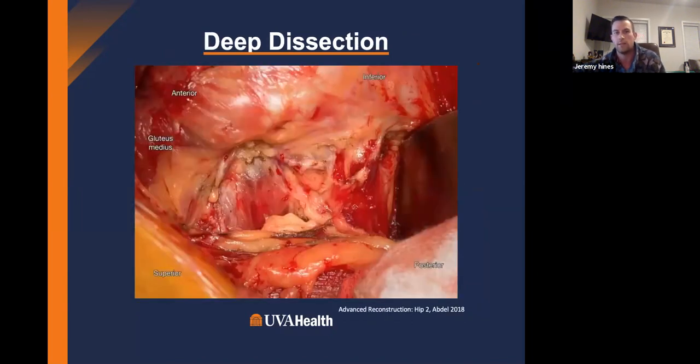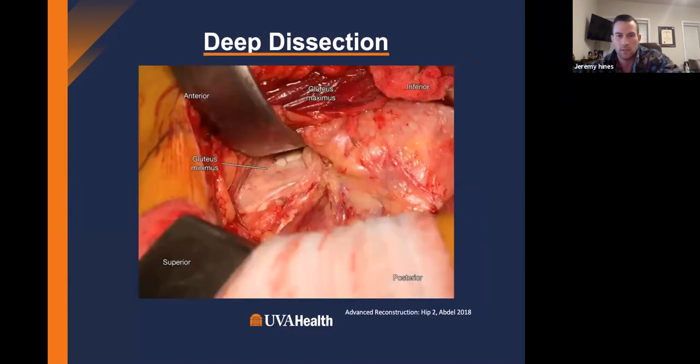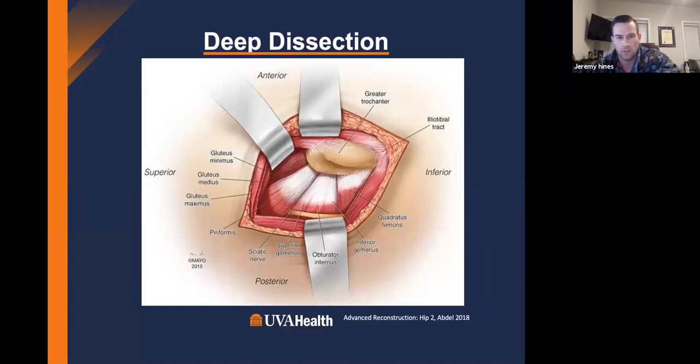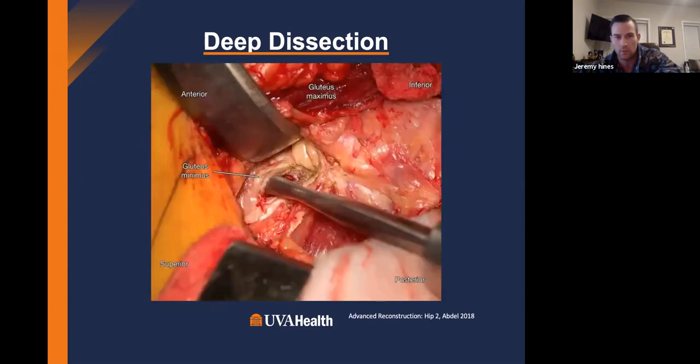And as you go deeper, you'll start to see your external rotators, and you can swipe some of that fat tissue off of your external rotators, and then you can start to see your trochanter, your gluteus medius. And then as you put an elevator there, you can see your gluteus minimus underlying, and then underneath that, you can see your capsule. Sciatic nerve is very close, so you have to be cognizant of this and not go in like a bull in a china shop, but it's fairly safe if you do the right maneuvers.